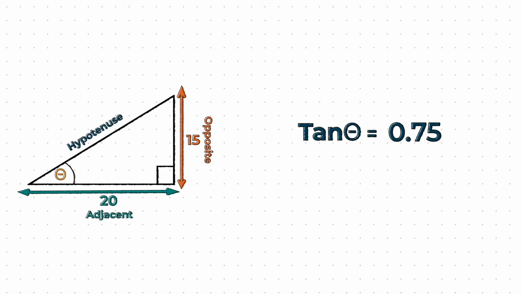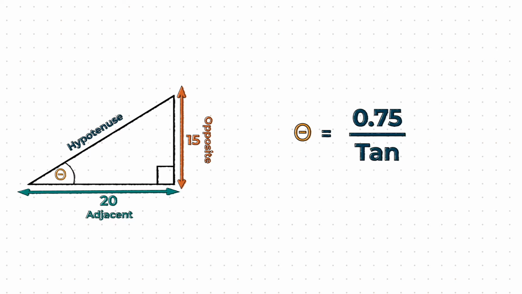Now, the equation says tan theta is equal to 0.75. So to find theta, we must first eliminate tan from this side by doing the reverse operation of multiplication, which is division. So we divide tan theta by tan to eliminate tan. And we do the same on the other side of the equation to make sure it remains equal, the balance scale. That leaves us with theta is equal to 0.75 over tan. Well, this fraction can be rewritten in this way. 1 over tan multiplied by 0.75.